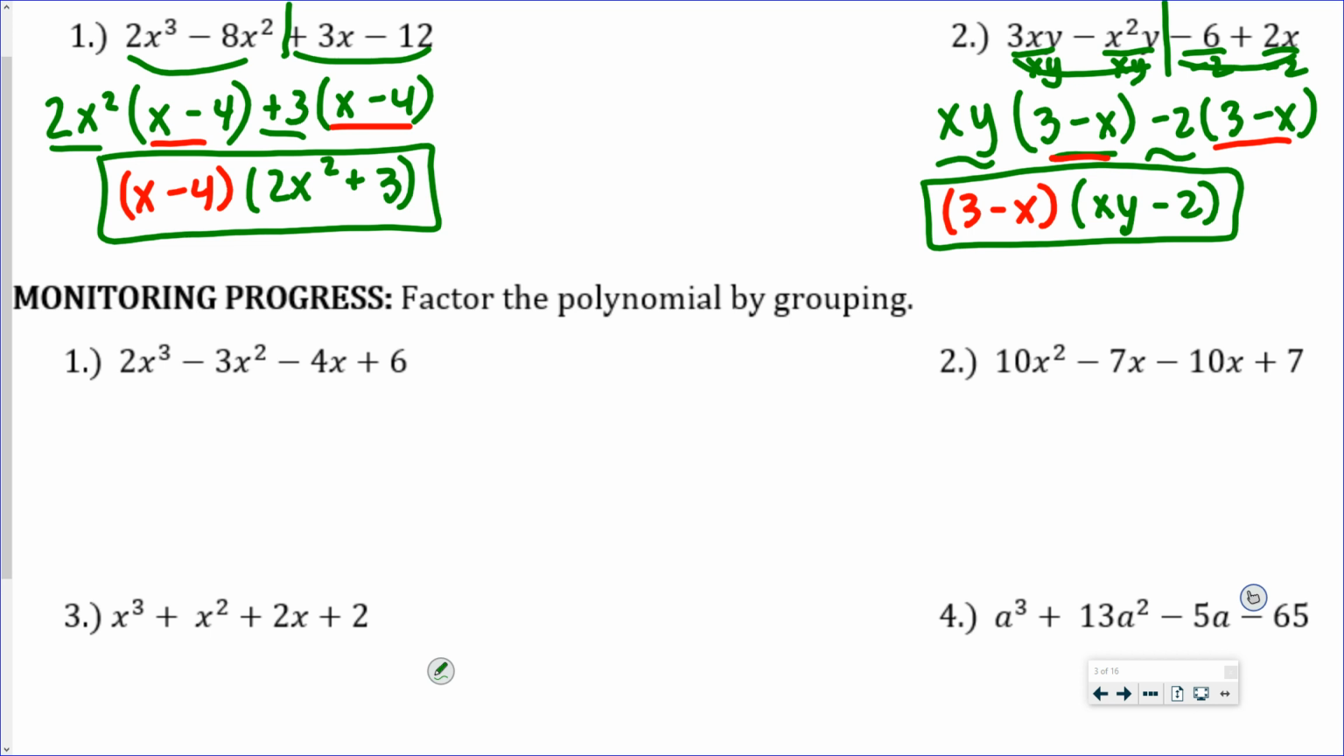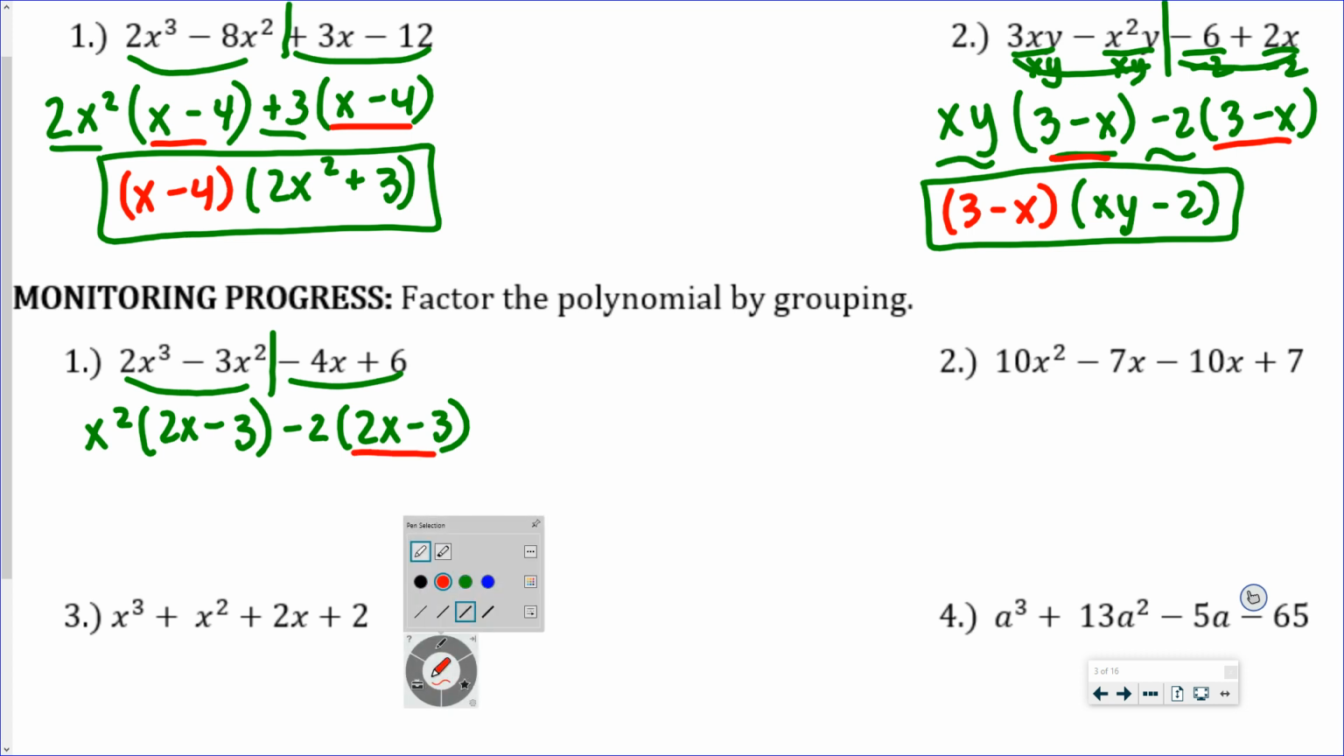All right. So most of us got this one. So out of our first group, we should have factored out x squared. You'd be left with 2x minus 3. And in order to be left with 2x minus 3 out of my second group, you should have factored out a -2. All right, so then you factor out the 2x minus 3's. And you'd be left with x squared minus 2.